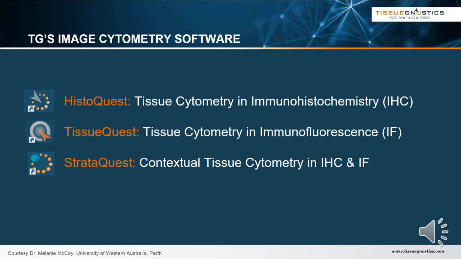TissueGnostics image cytometry software consists of 3 applications. HistoQuest, which offers single-cell analysis for tissue cytometry in bright field samples, so immunohistochemistry. TissueQuest, which does the same but in fluorescence. And the high-end application, StrataQuest, which offers contextual tissue cytometry in both bright field and immunofluorescence.